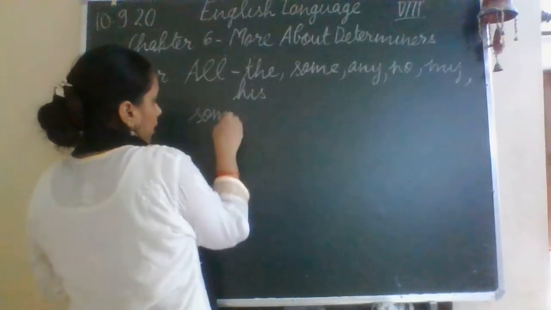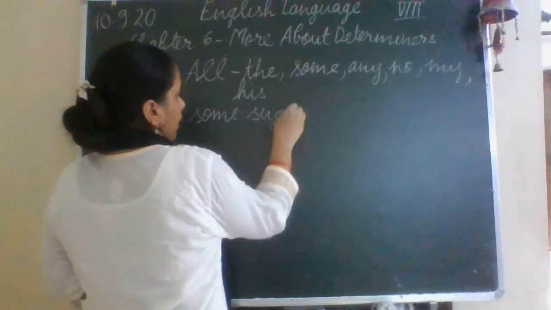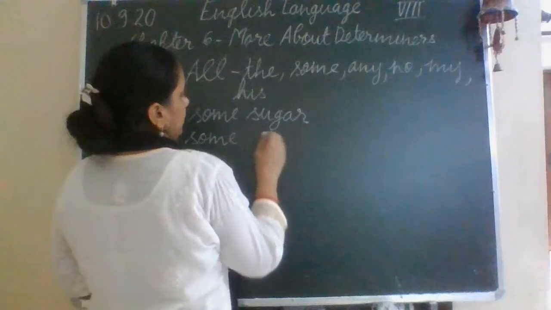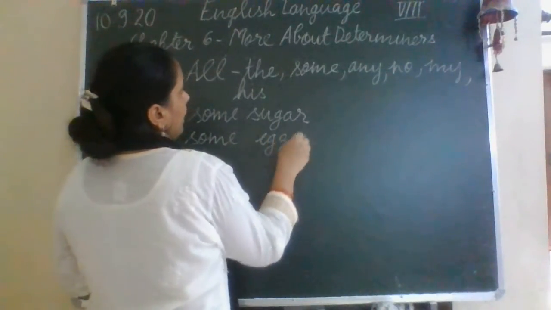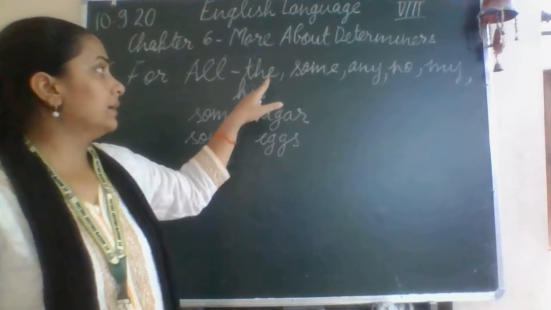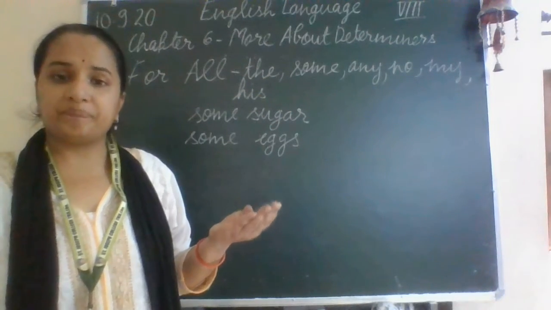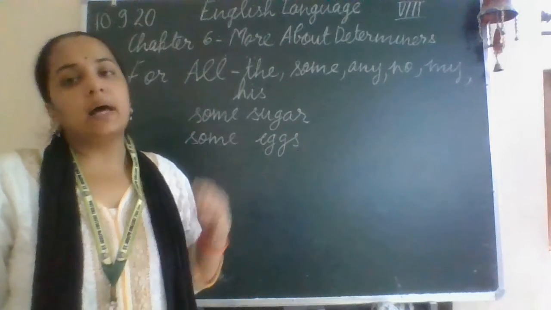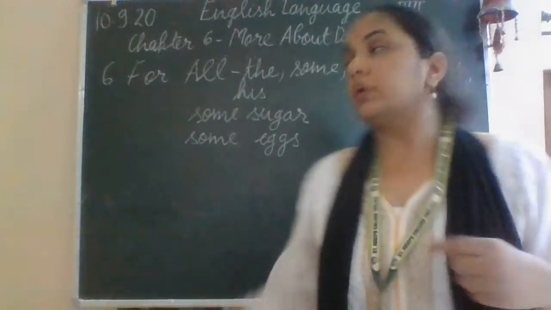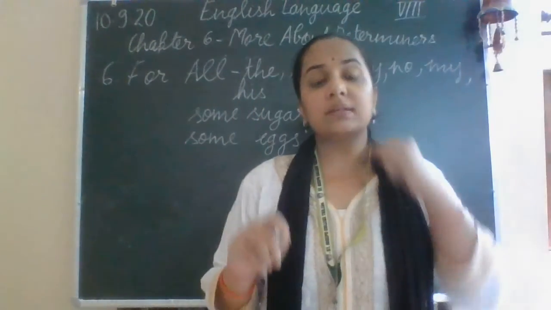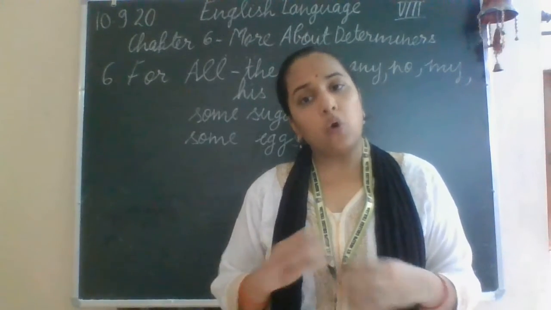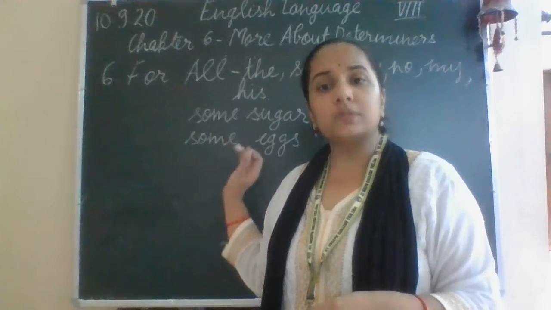Some sugar, some eggs, or the. We can use the, as we have learnt in the article, with countable and uncountable nouns also, because whenever we are talking about the things in particular, we can use the, whether the thing is singular or plural or countable or uncountable. In all the references we can use this.